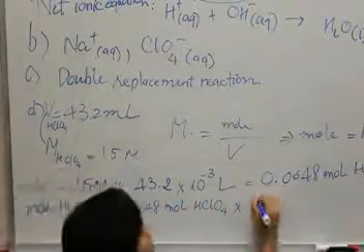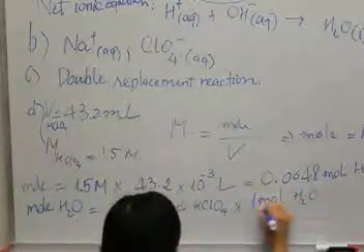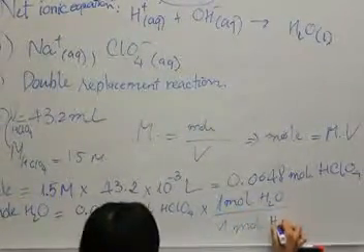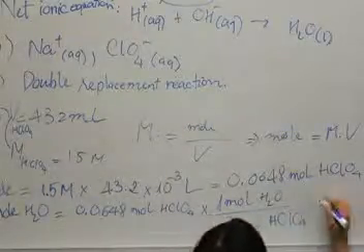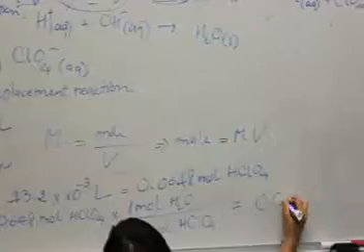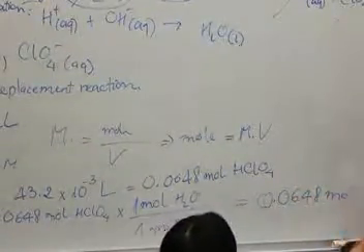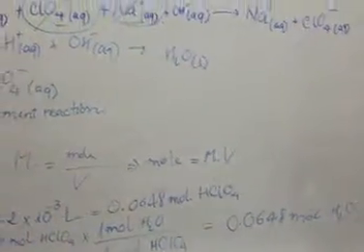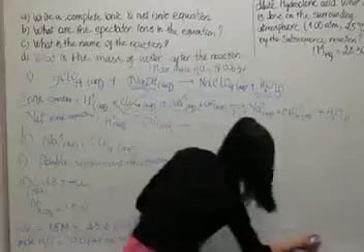times 1 mole of water divided by 1 mole of acid. It's going to lead me to 0.0648 mole of water. So here it is, the moles of the water that I need.